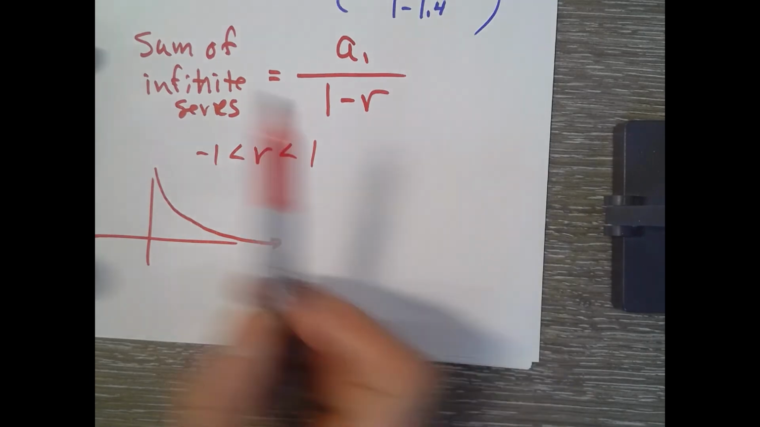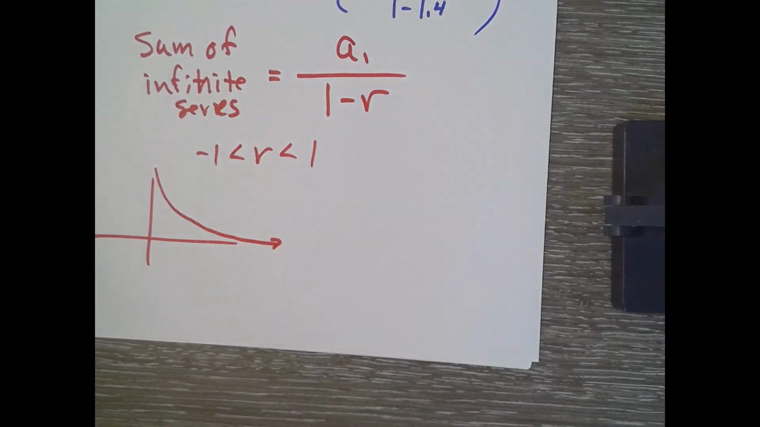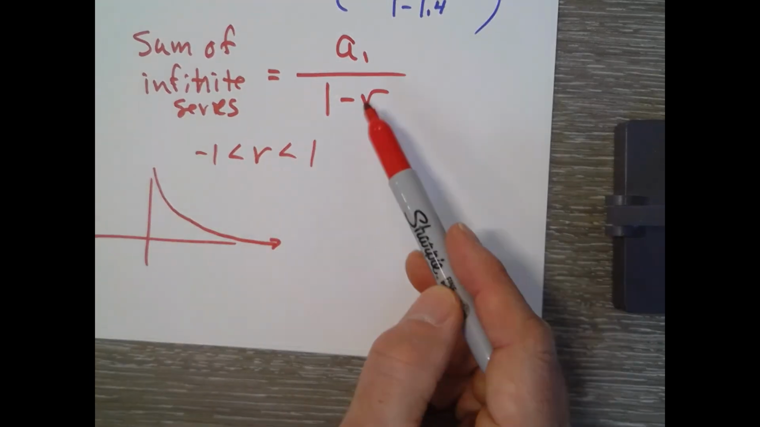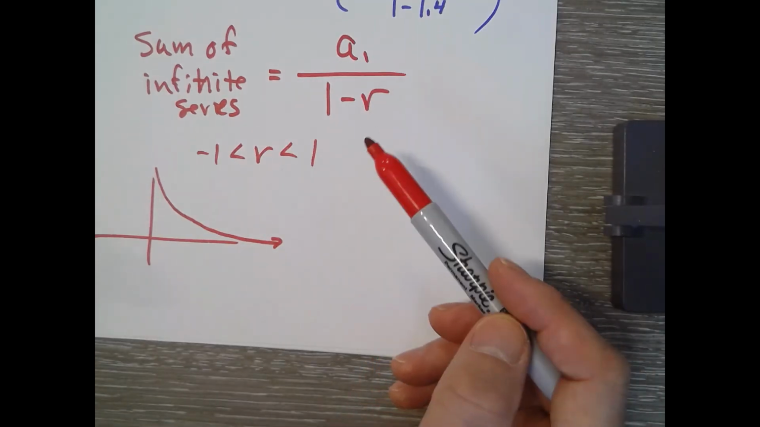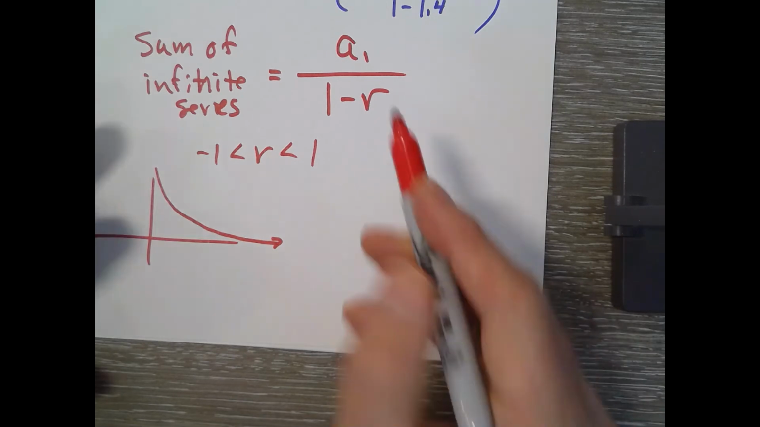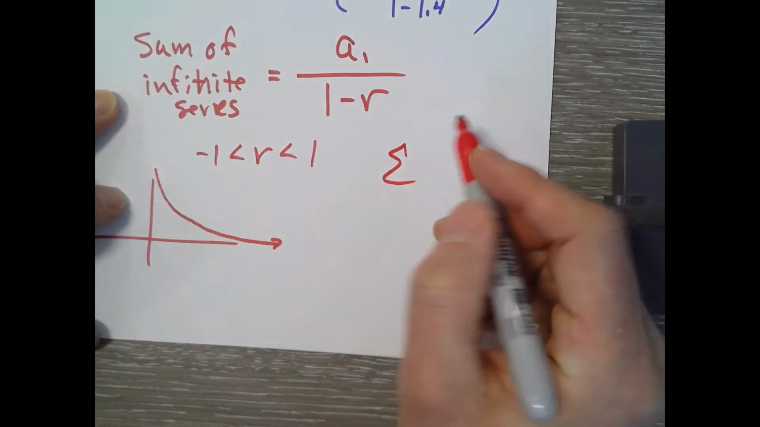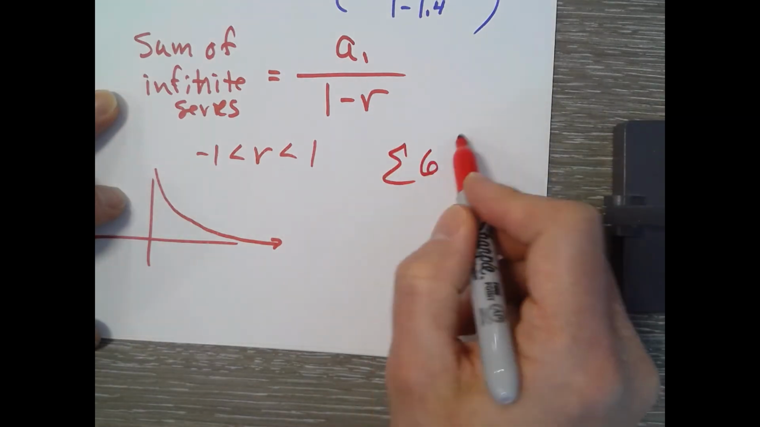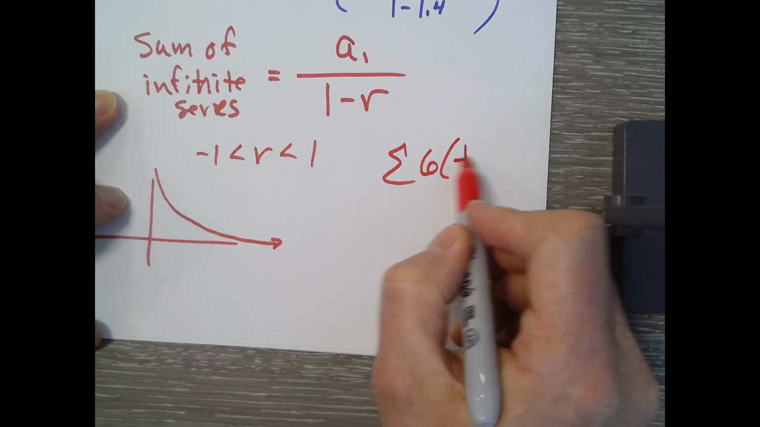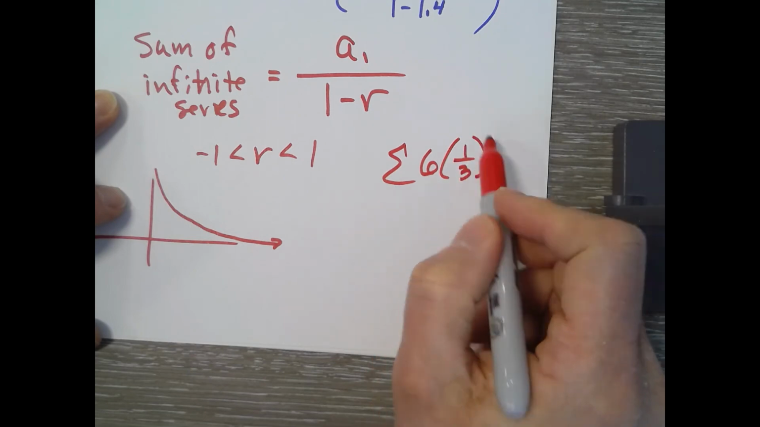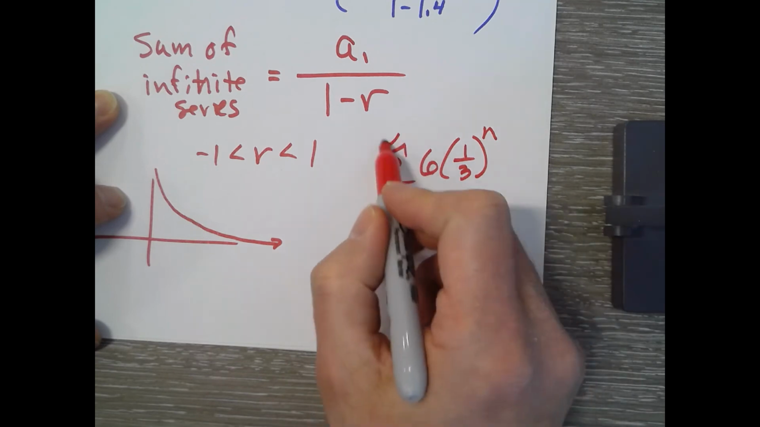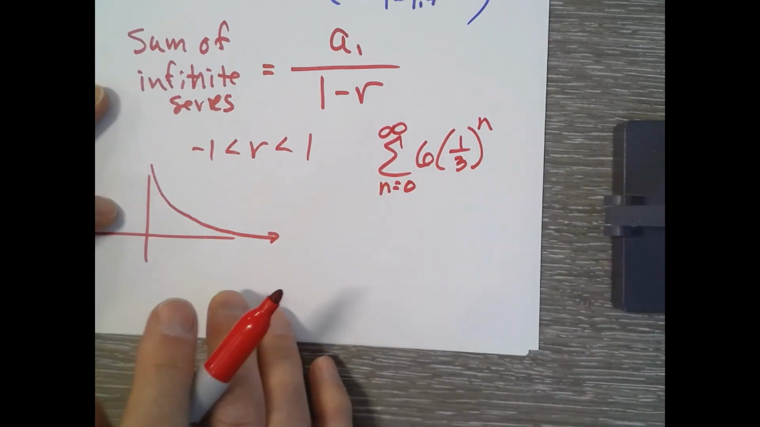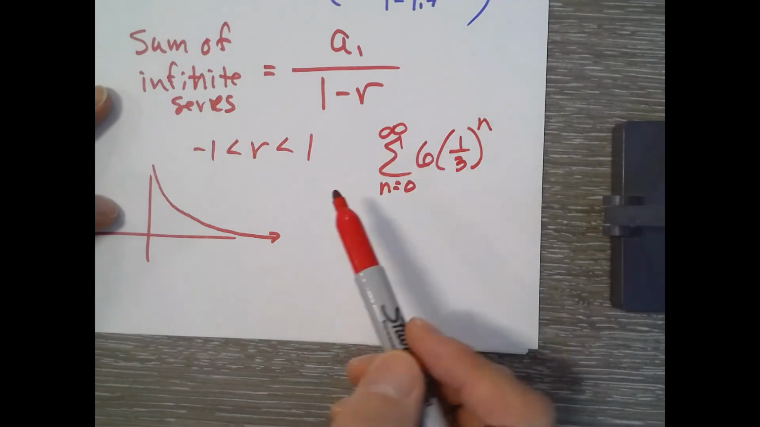For those going on to Calc 2 eventually, this right here is a huge part of an entire chapter. It's pretty significant. Okay, so if I have 6 times 1/3 to the n, and I'll go from 0 to infinity, it is an infinite geometric series.